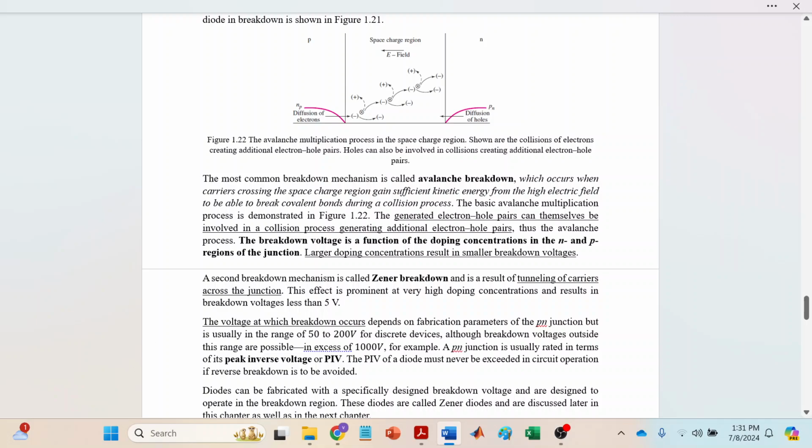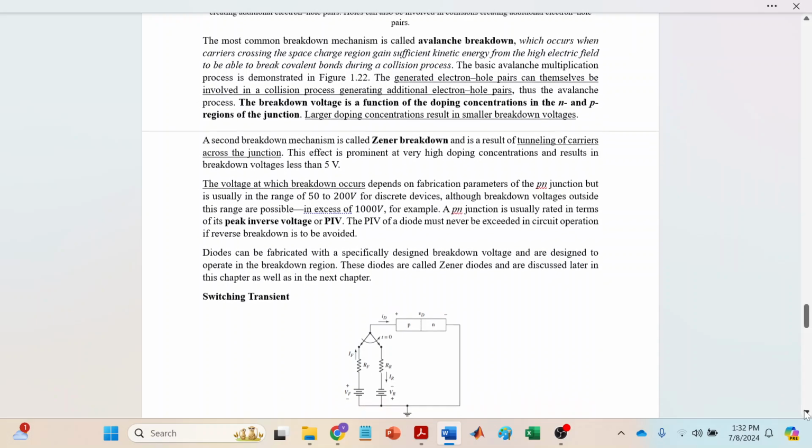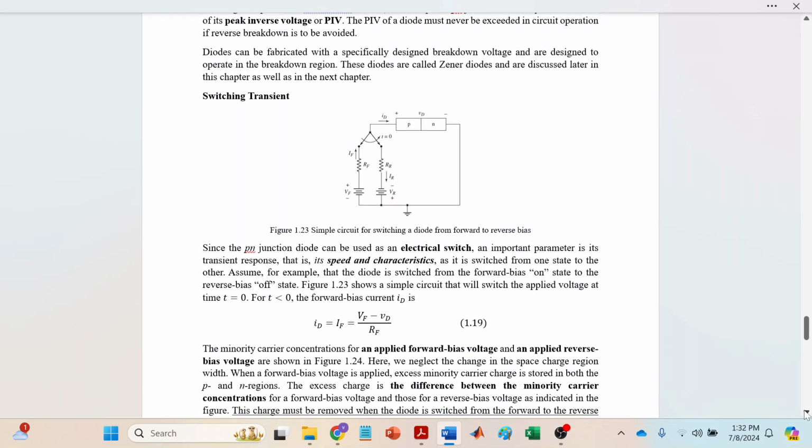Then we have the peak inverse voltage, because different diodes, as we've seen, have different voltages at which breakdown occurs. The peak inverse voltage, or PIV, of a diode must not be exceeded in circuit operation if you want to avoid reverse bias breakdown. There are certain diodes that are specially fabricated with a breakdown voltage in mind, and they are designed to operate in the breakdown region. These diodes are called Zener diodes. We are going to be discussing them later in this class.